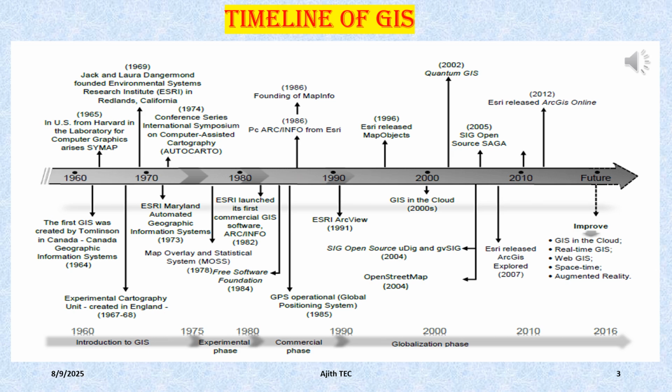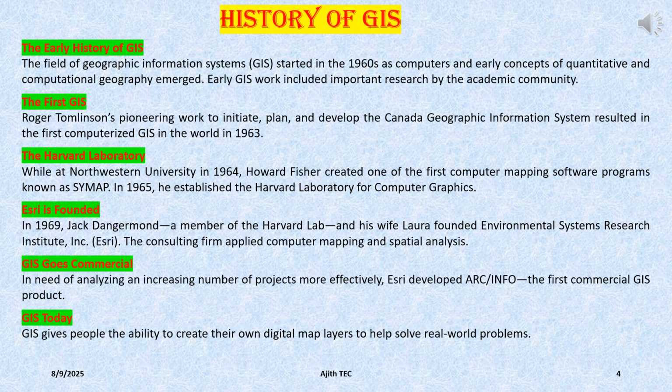Timeline of Geographic Information System. This diagram illustrates the timeline of Geographic Information System evolution from 1960 to present in various technological development phases. Mainly, it is divided into the Introduction to Geographic Information System phase 1960 to 1975, Experimental phase 1975 to 1980, Commercial phase 1980 to 1990, and Globalization phase 1990 to present. I think this timeline is very useful for better understanding of GIS development.